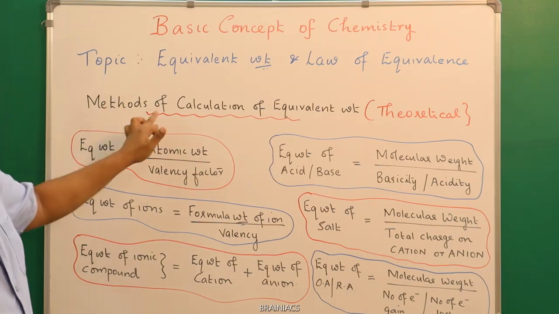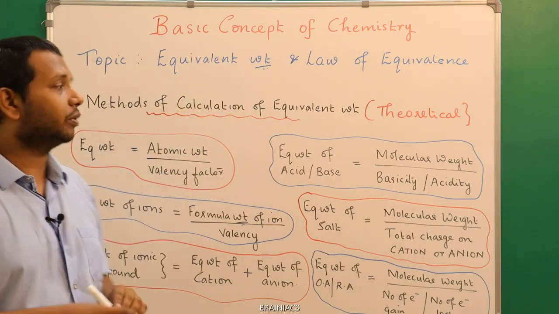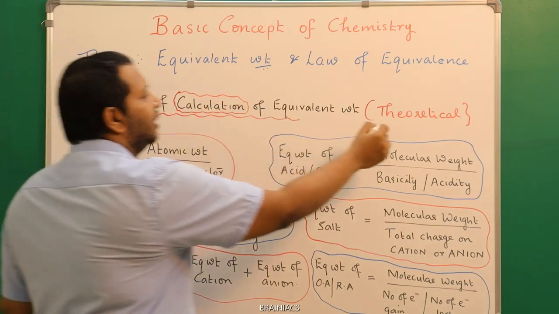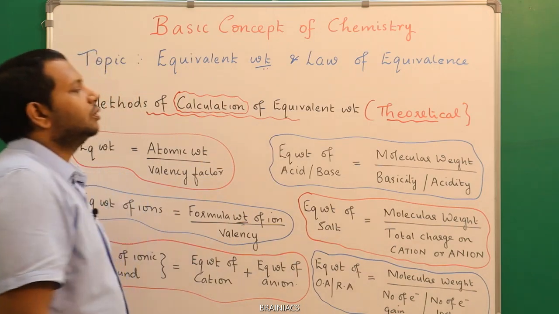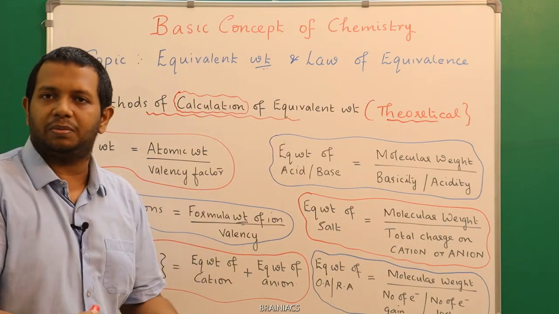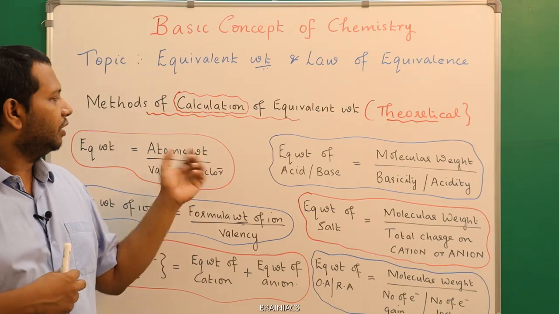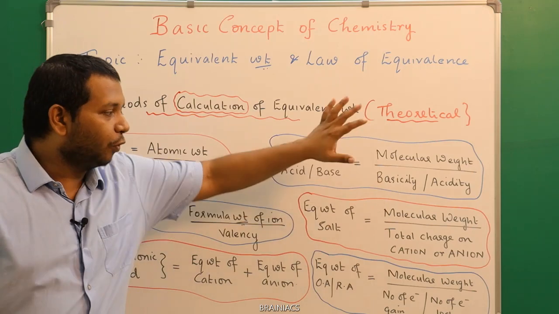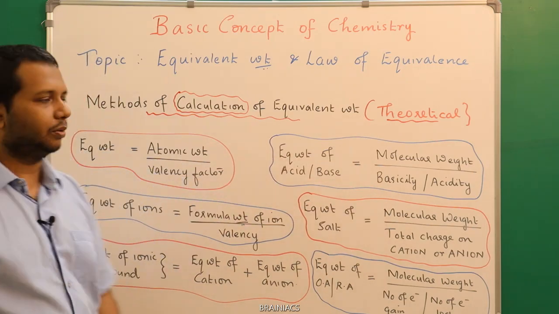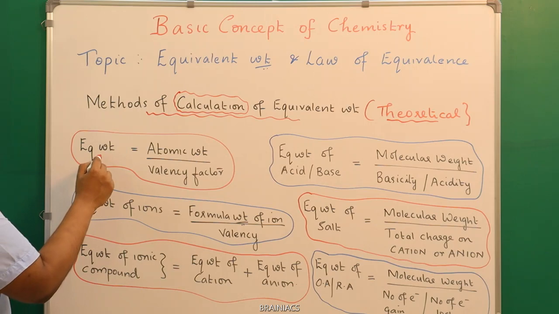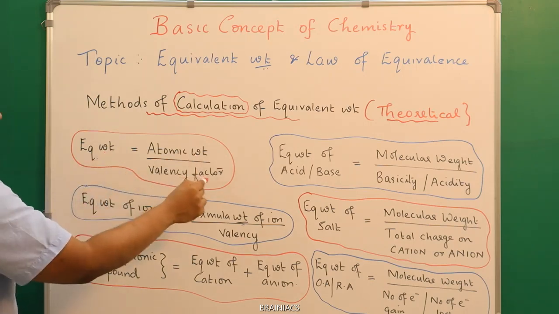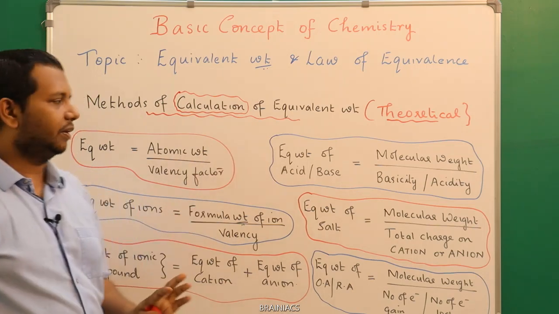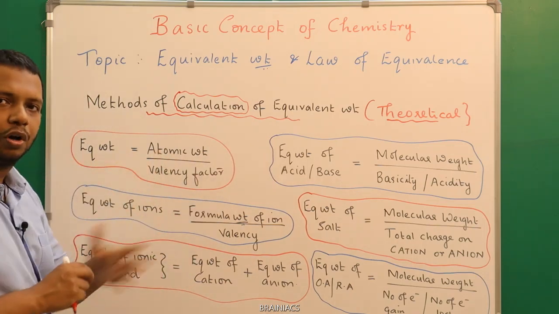These are methods of calculation of equivalent weight, very important. Here I am emphasizing the term calculation, and also the term theoretical. Theoretical means you don't need to do any experiments to find the equivalent weight; just using the formula you can calculate it. Understood? You can see various formulas. First, equivalent weight of an element is equal to atomic weight divided by valency factor. I am not explaining in detail, you can see that in the other video. I am just writing it for you to note down the formulas.